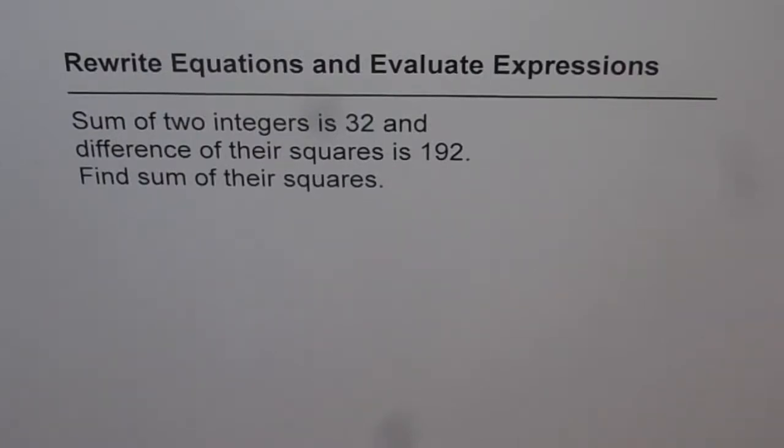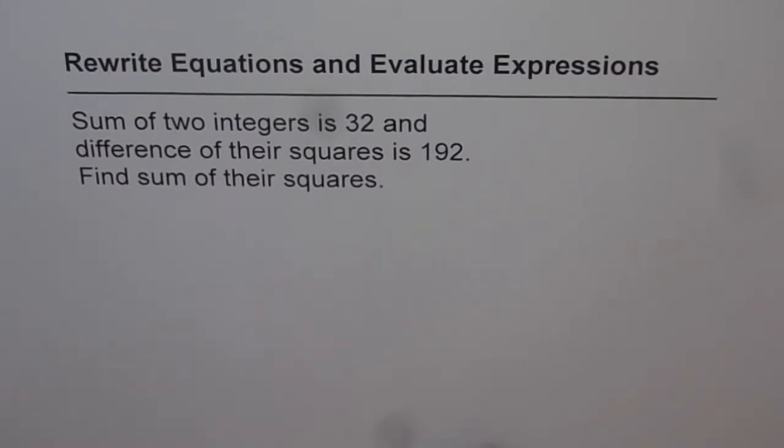Rewrite equations and evaluate expressions. Under this series, we have some word problems, and here is a very interesting one. It says the sum of two integers is 32 and the difference of their squares is 192. Find the sum of their squares.